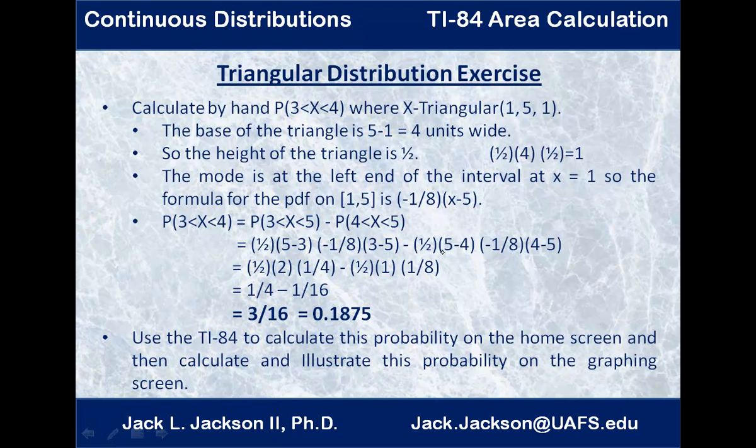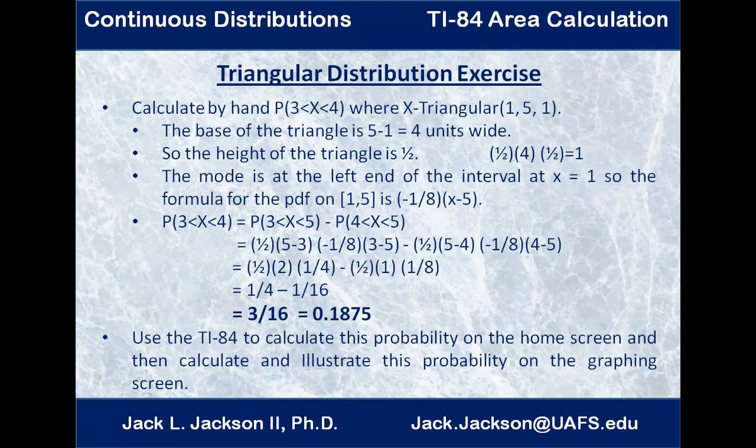Now, the smaller triangle, we're going to subtract it off. We still get a half. The base this time goes from 4 to 5, so that's a distance of 1. And the height is on the left side, which is negative 1/8 times 4 minus 5, so that's negative 1 times negative 1/8, which is 1/8. So 1/8 is the height, 1 is the base, and then we have 1/2 of that. Multiply all that together, the area of the big triangle is 1/4. The area of the smaller triangle we're taking off is 1/16. So that's 4/16 minus 1/16, which is 3/16 or 0.1875.